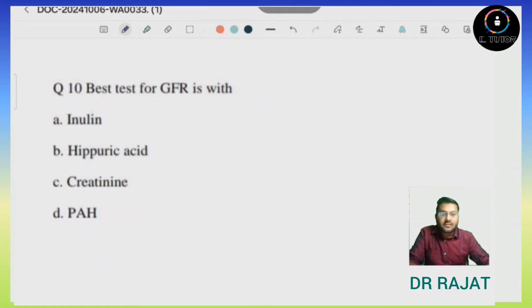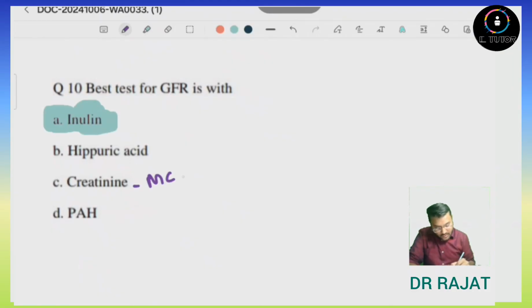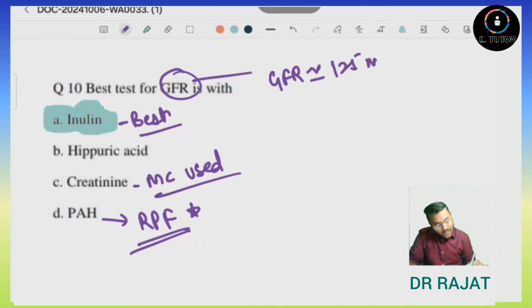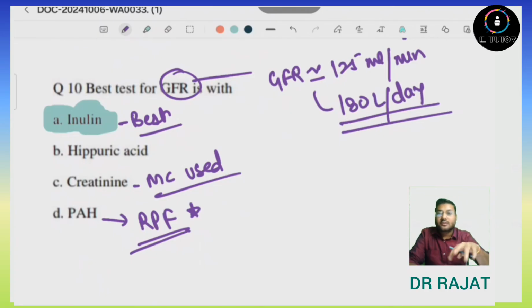Best test for GFR is, so we know that best test for GFR is inulin, but most commonly used is creatinine. So, among the following, best test is inulin, but most commonly used is creatinine. PAH is mainly used for the renal plasma flow. And value of GFR is 125 ml per minute or 180 liters per day, which is very close to the inulin. So, inulin is best for the GFR.